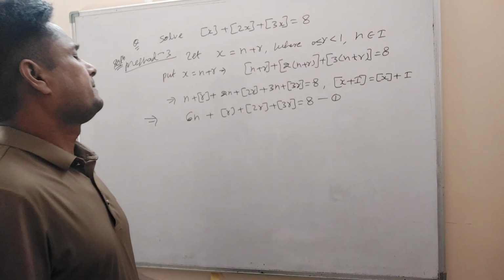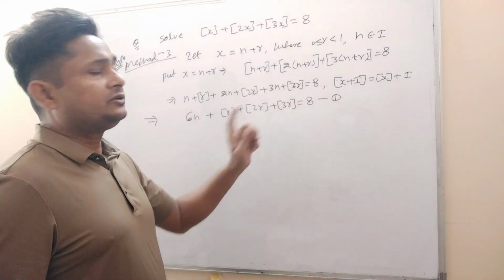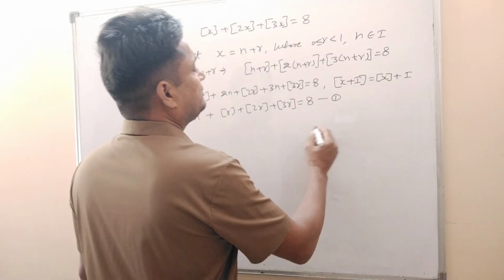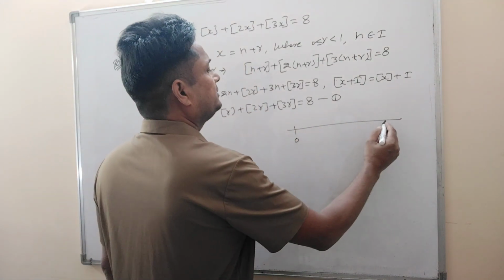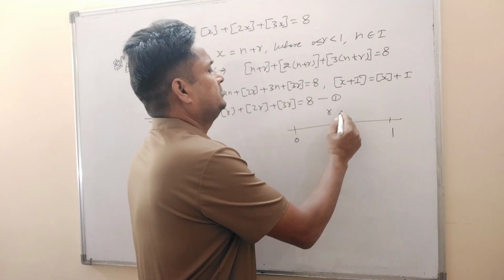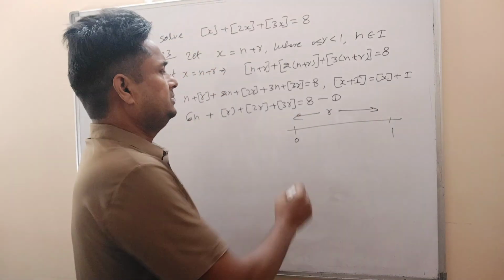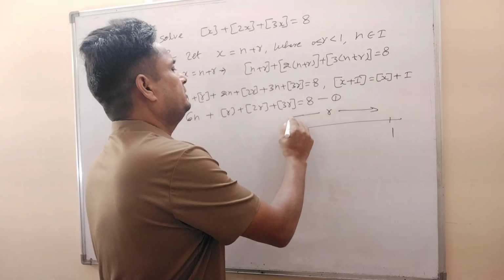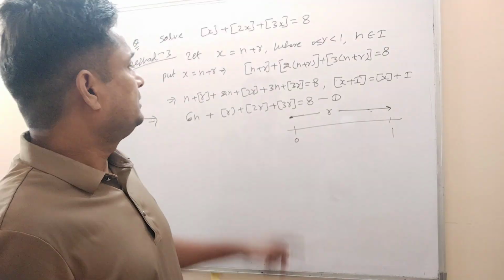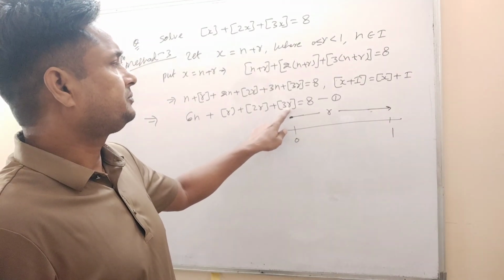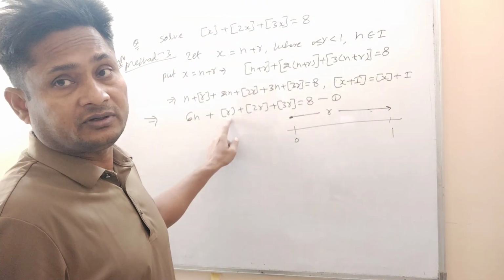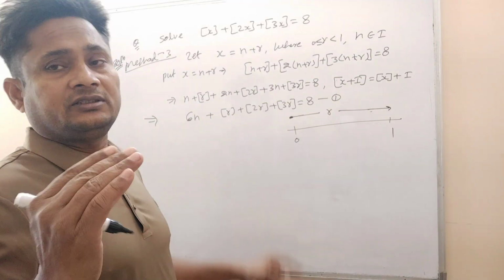Now here r is a fractional value, so we can break r. This is r, here 0 is included and 1 is not included. Now for r, 2r, 3r, at what length will the value change? Greatest integer of x will change.